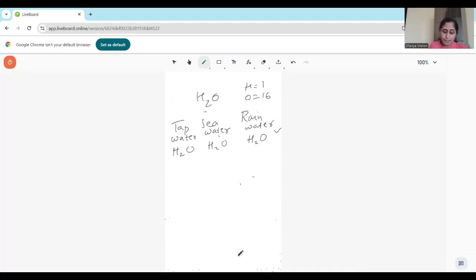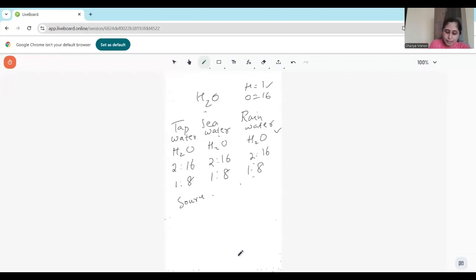Let's check that. Hydrogen's mass is 1, but there are 2 atoms, so let's check the ratio. Oxygen is 16. Here the ratio is 2 is to 16. Here also it's 2 is to 16. And the simplest ratio is 1 is to 8, 1 is to 8, and this is also 1 is to 8. So this is the law of definite proportion, that irrespective of the source, the elements in a compound are combined in the same proportion by mass.